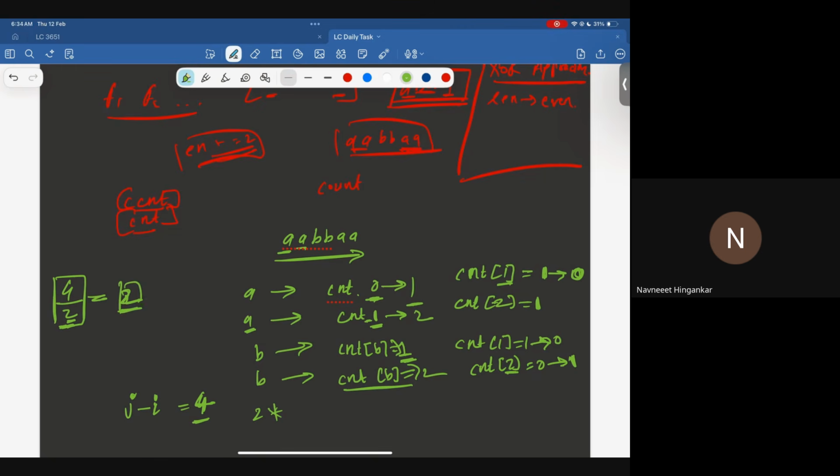And because the answer is 2, we need to verify that 2 into 2 is equal to 4, because here you can see that count of 2 became 1 to 2. So 2 into 2 is equal to 4. You can implement it this way.